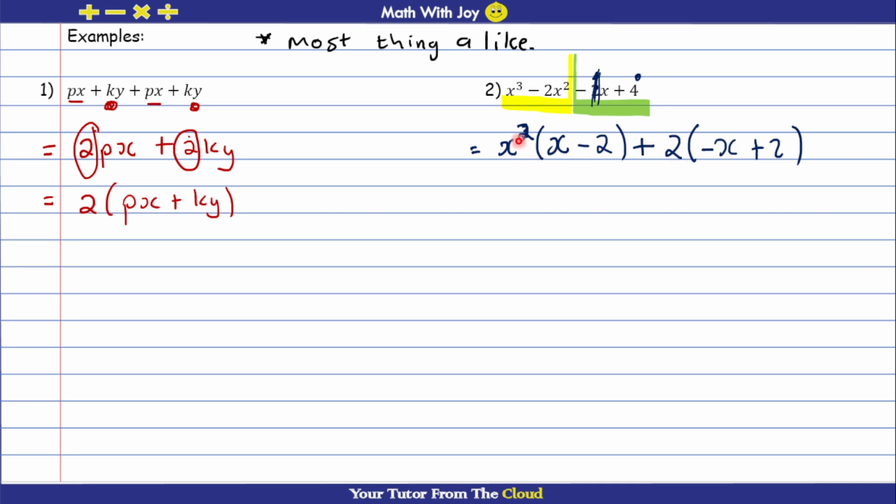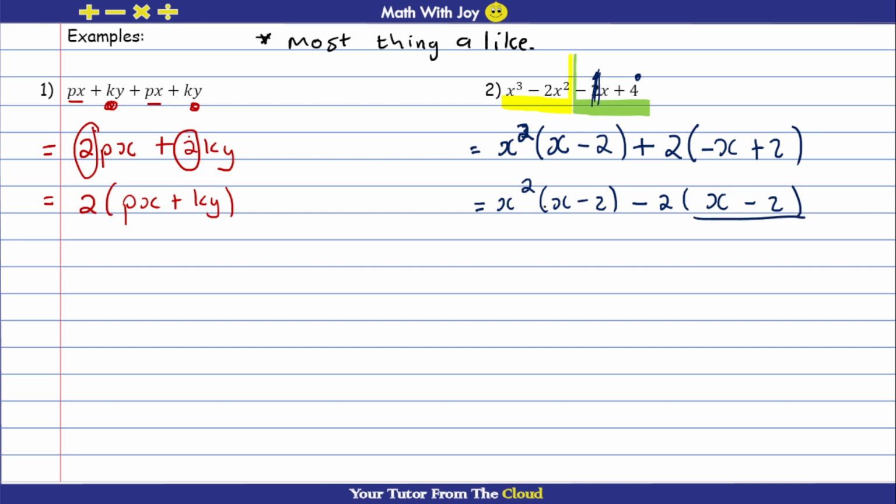Now we have two terms that are left, and these brackets look like they have something in common, except the signs are swapped around. When signs are swapped around, you must remember to take out a negative. So I'm going to take out a negative here. I'll say x squared bracket x minus 2. I take out a negative for the second term, change the plus sign to a minus, change this to a positive, change this to a negative. That's how we take out a negative.